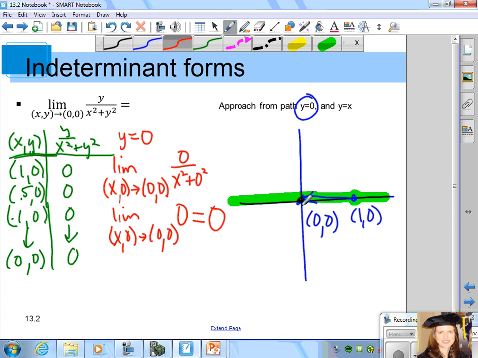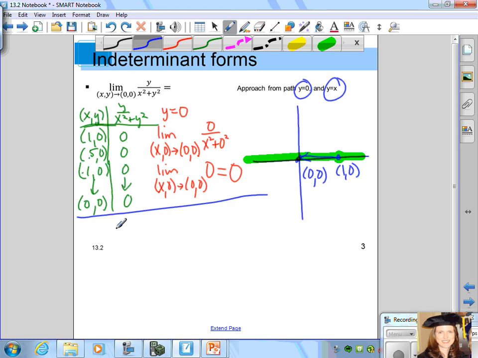If both of these paths go to the same point, we can say okay, those two paths work, but are we looking at all of them? No. What we're really trying to do here is find two paths that approach different values. And if they approach different values, you can say that the limit does not exist, because it has to go to the same thing from all paths. So let's look at the path y equals x.